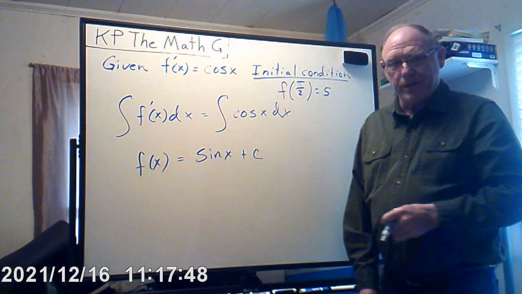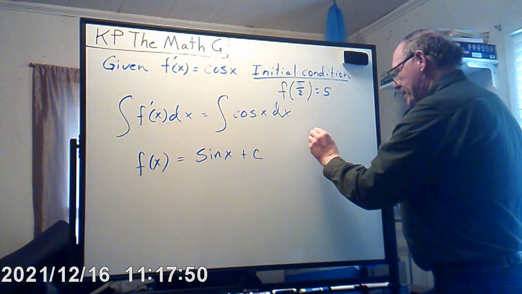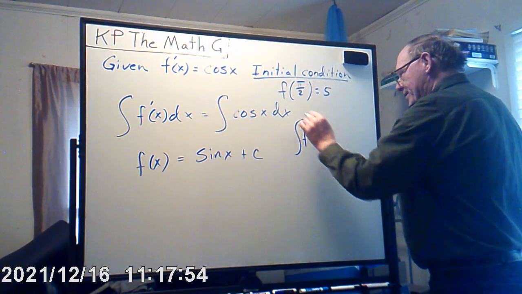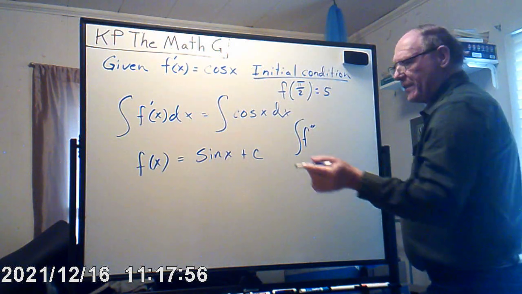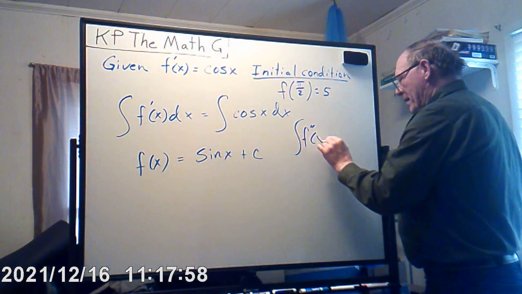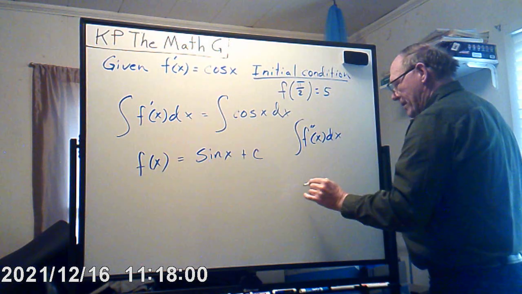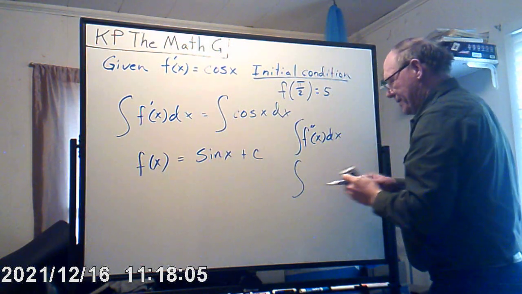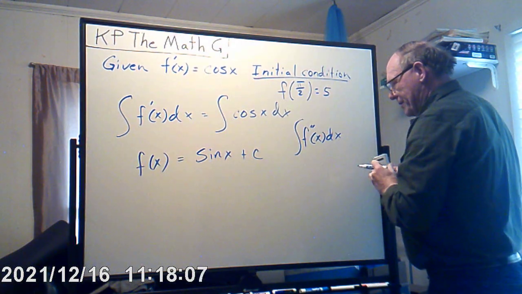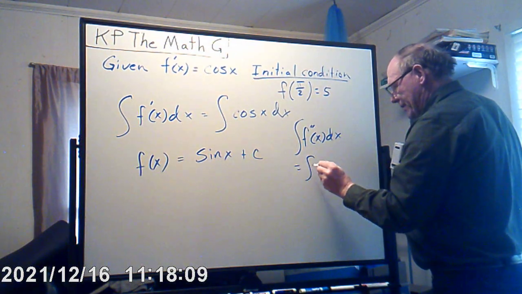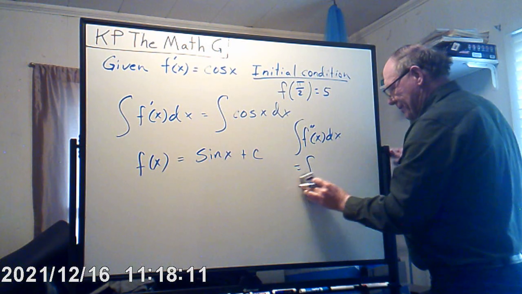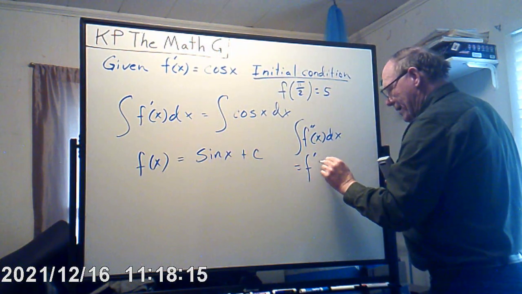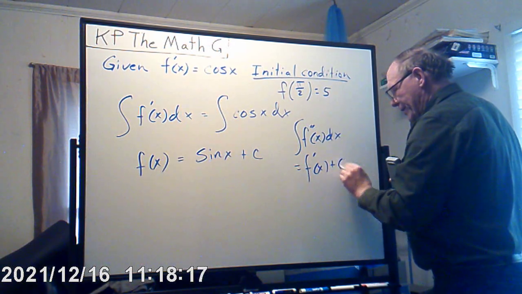Okay, that's what you do. Let's just do a little something here. I'm going to show you off to the side. If I have f double prime at x, when I take that antiderivative, that's equal to f prime at x plus c.